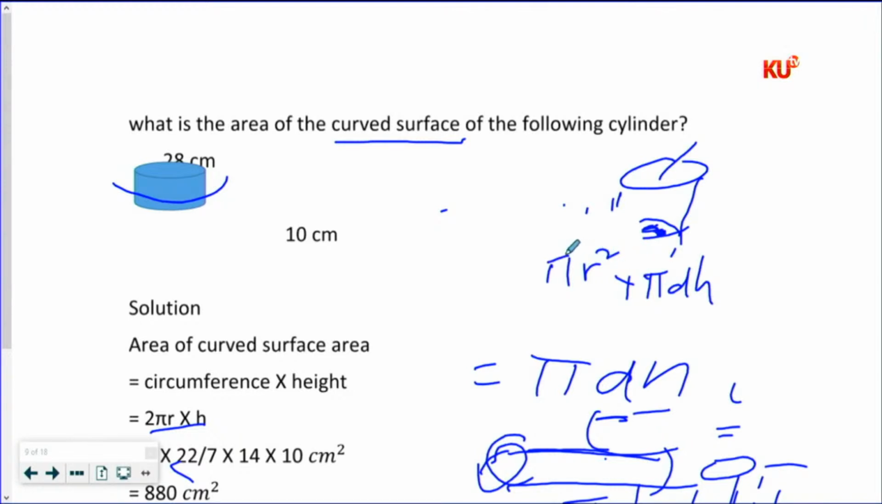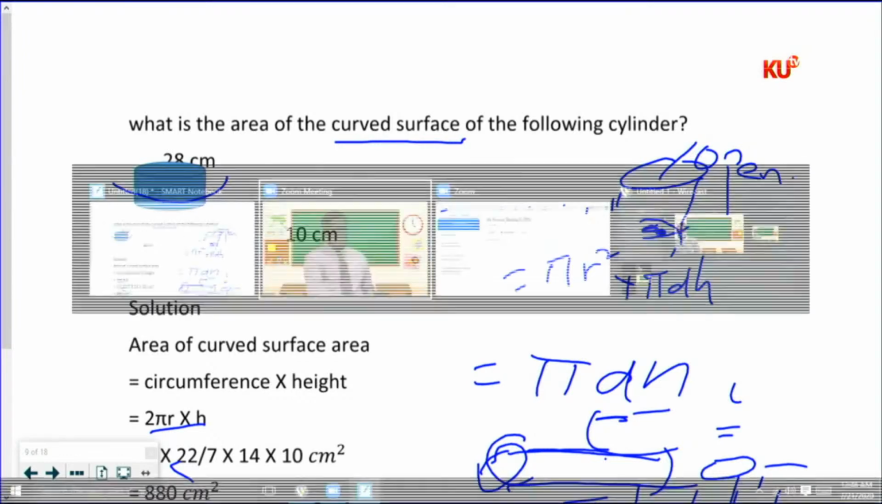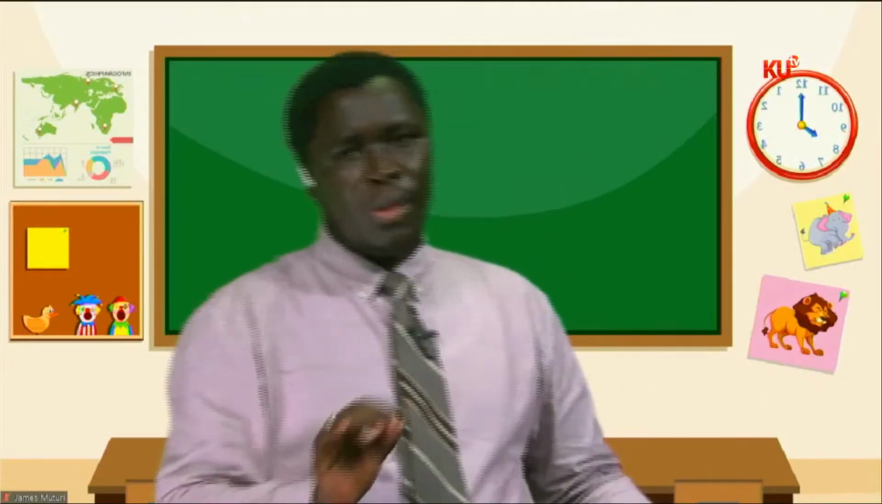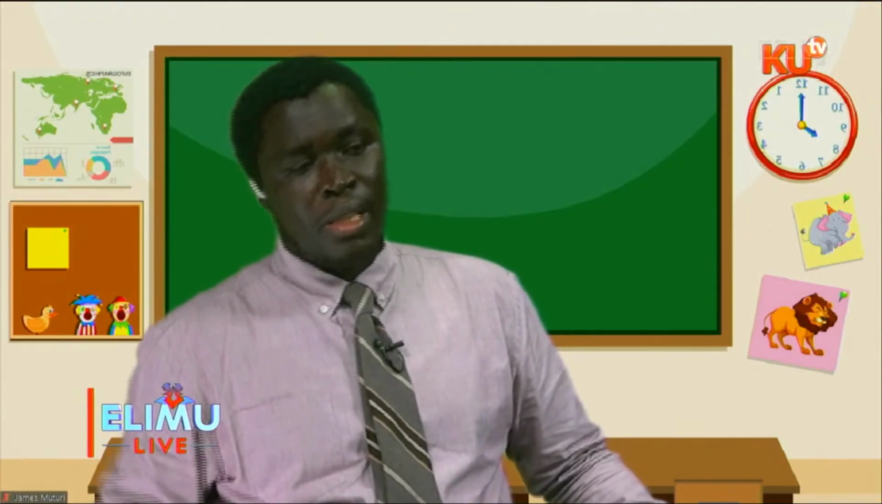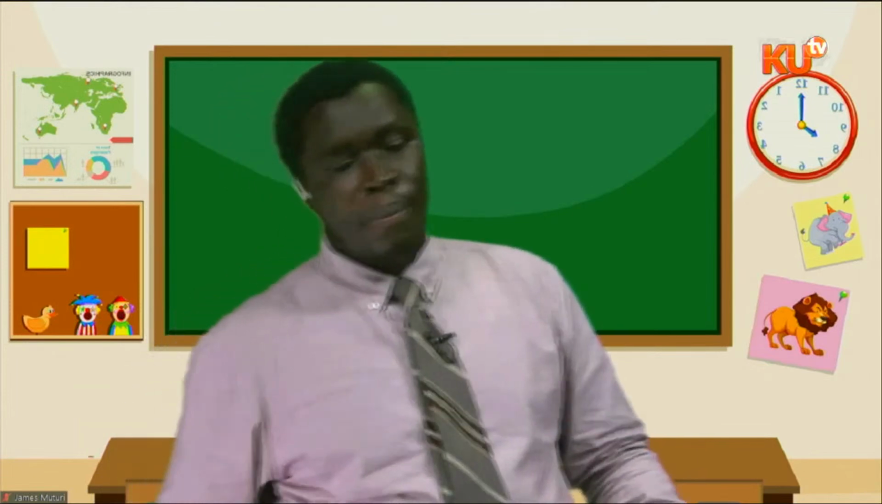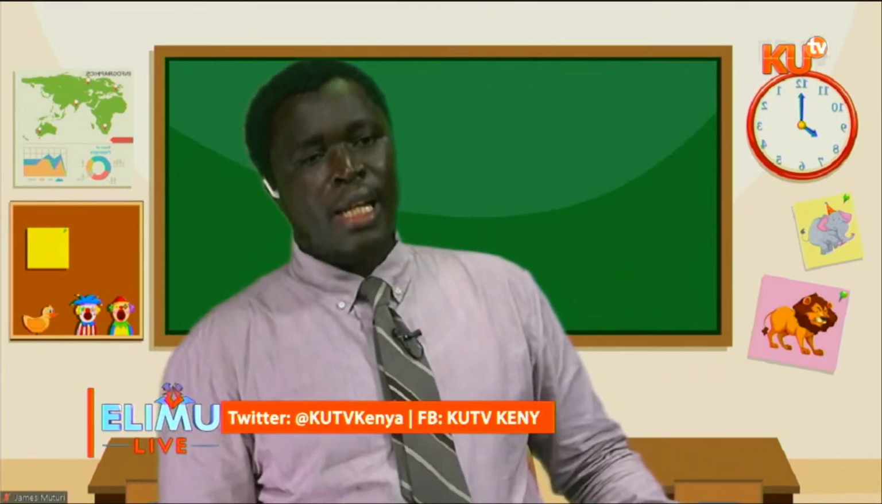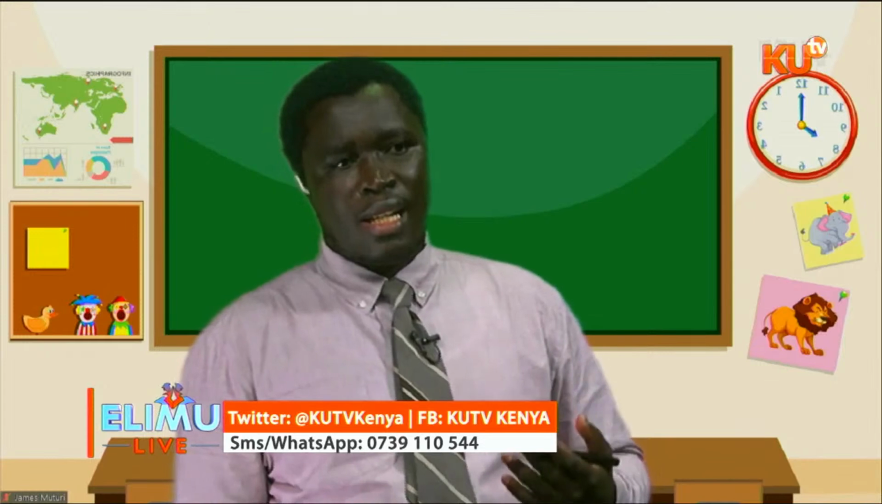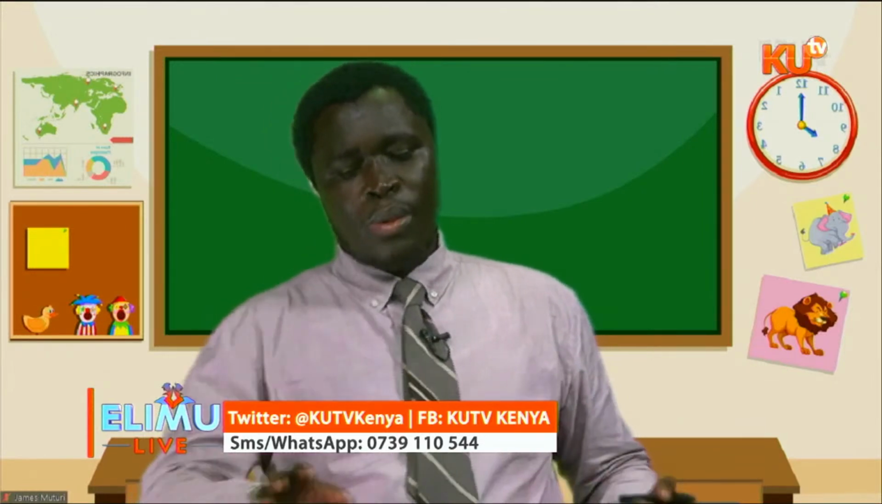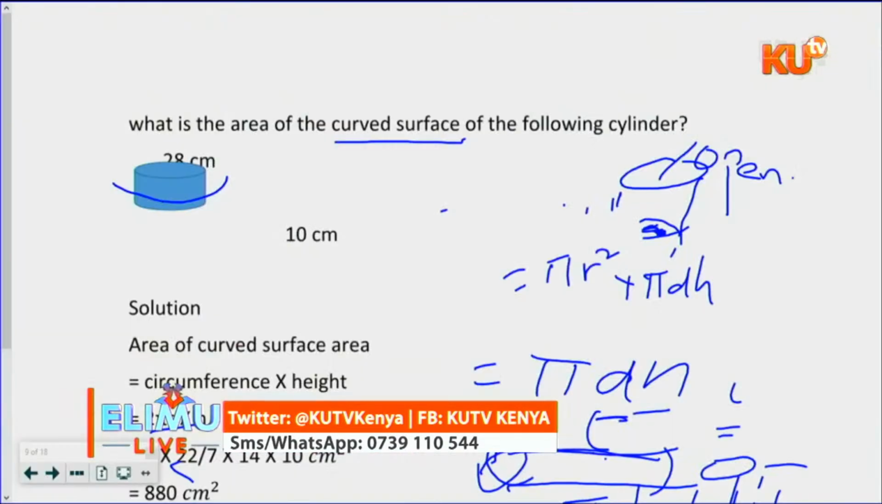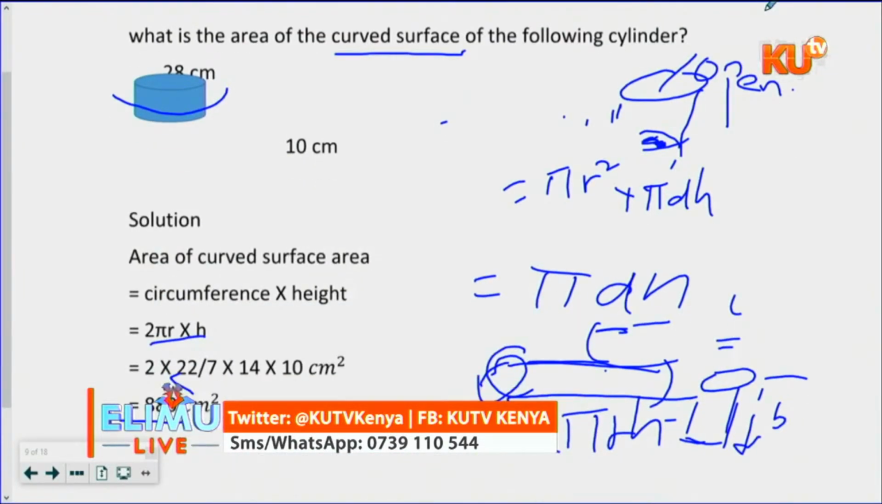So this is only if the cylinder is open at the top. The cylinder can only be open on one part, and that is the top. So we exclude the surface area of that one part, the top, and then we work out the surface area of the other parts.